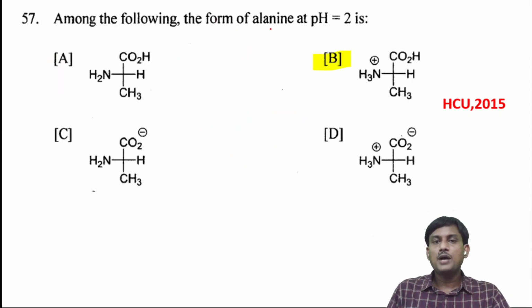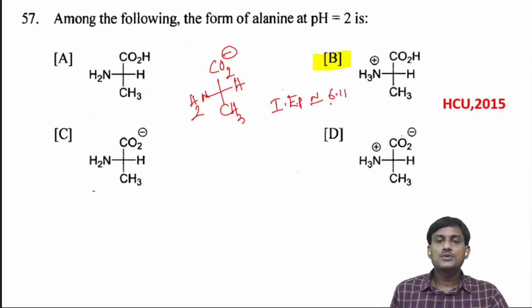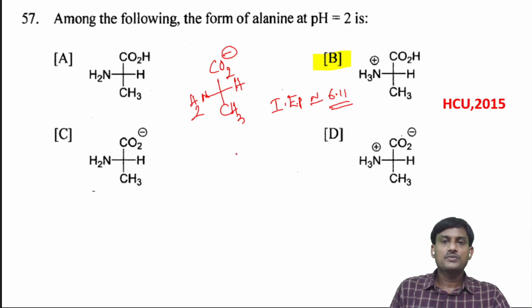Among the following, the form of alanine at pH equal to 2 is? This is the alanine form. The zwitterionic form of alanine has CO2 minus, CH3, and NH3 plus. This is L-alanine. The isoelectric point of alanine is 6.11, so it is nearly equal to 6.